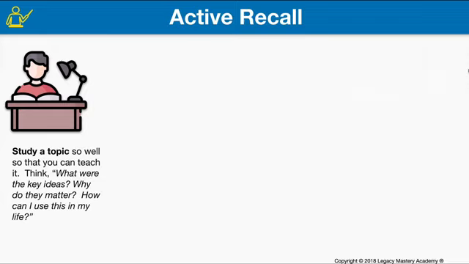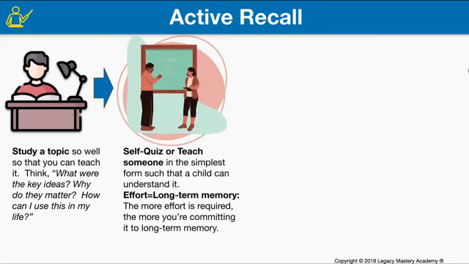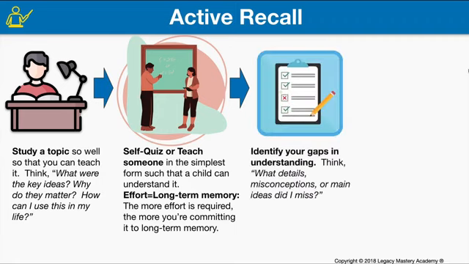You start thinking, what were the key ideas? Why do they matter? How can I use this in my life? Then you quiz yourself or teach someone in the simplest form such that a child can understand it. Einstein once said, if you can't explain it to a 6-year-old, you don't understand it yourself. Then assess how you did and identify your gaps in understanding.